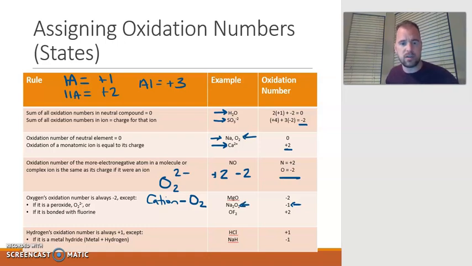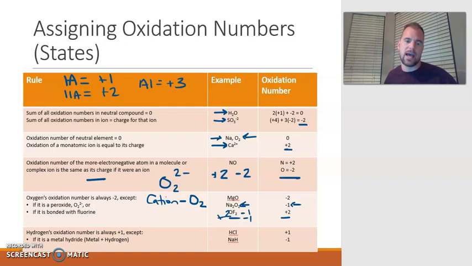So that's one exception. The other exception is if oxygen is bonded to fluorine, because fluorine is more electronegative than oxygen is. So in the case of, for example, OF2, fluorine always gets to be -1 because it's the most electronegative element on the periodic table. Based on the rule we learned up here, if OF2 is a neutral compound and fluorine is -1, and you have two fluorines, so two -1s, what must be the oxidation number for oxygen? Oxygen must be +2 in this particular molecule, and that's where you get +2 there.